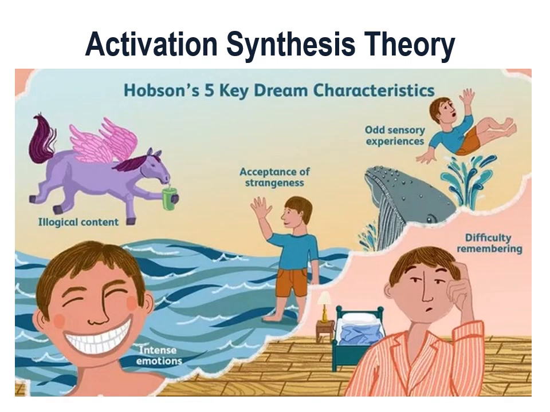And here's a visual interpretation of it. So we have all this illogical content, right? It's a flying Pegasus drinking a Jamba Juice. It's very illogical, but we accept the strangeness. We're having odd sensory experiences, and we're having really intense emotions about things we didn't even know we were feeling intense about. And then we wake up and we can't quite remember all of those things that happened, and it doesn't make any sense. We try to explain the purple Pegasus drinking the Jamba Juice. It makes no sense. Or taking a ride on the whale makes no sense to us.